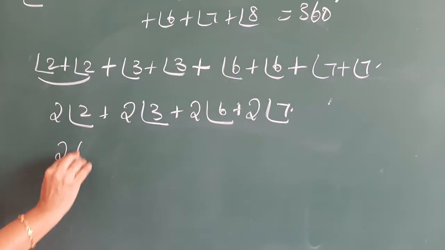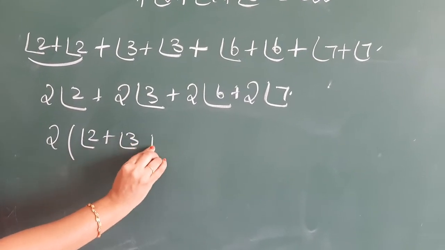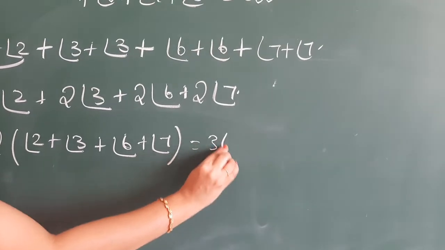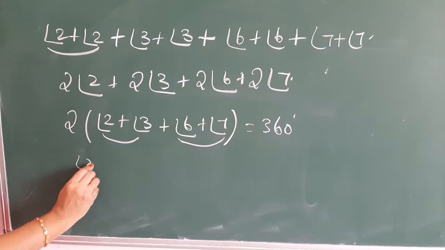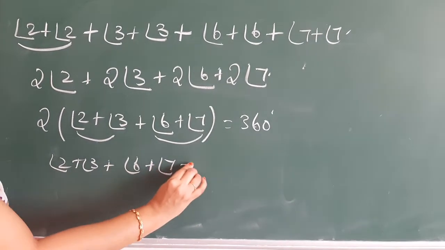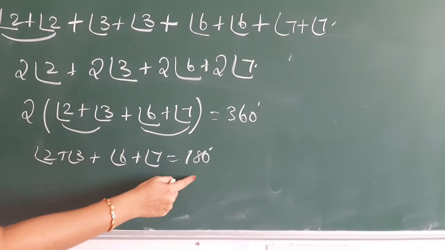So we have each angle 2 times, angle 2 plus angle 3 plus angle 6 plus angle 7, which is equal to 360. Now if I take only the sum of these angles, angle 2 plus 3 and angle 6 plus 7, this sum goes like 180. 360 by 2, which is equal to 180.